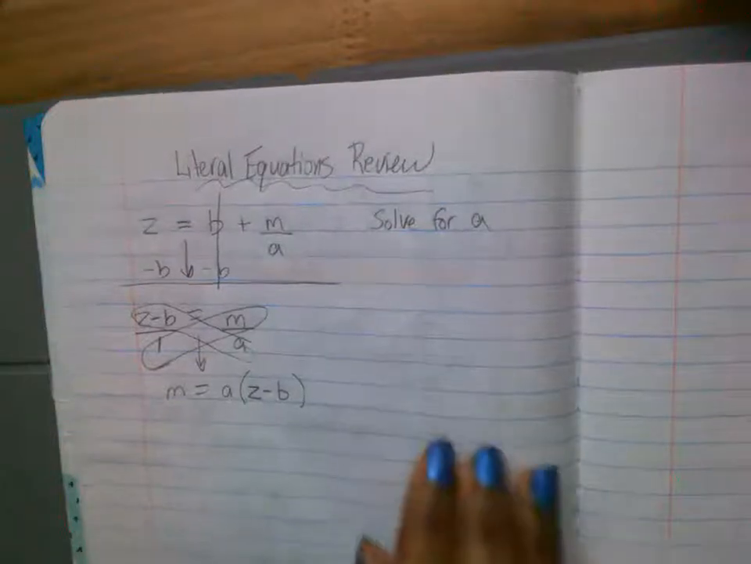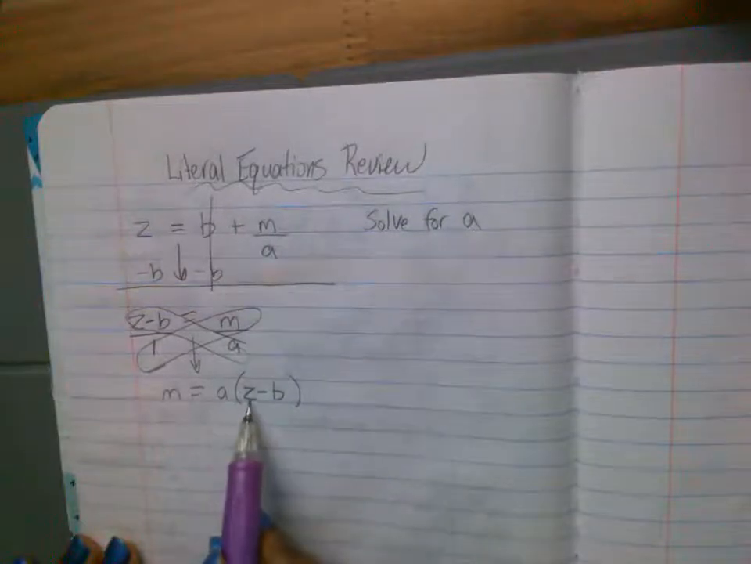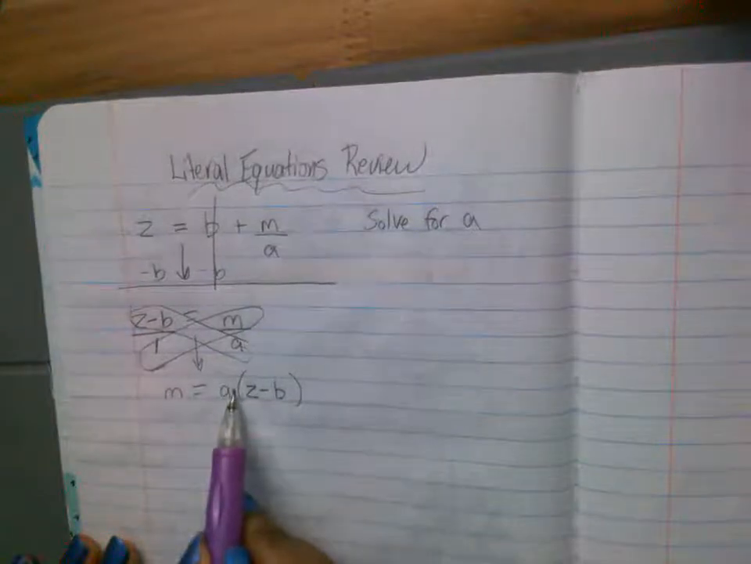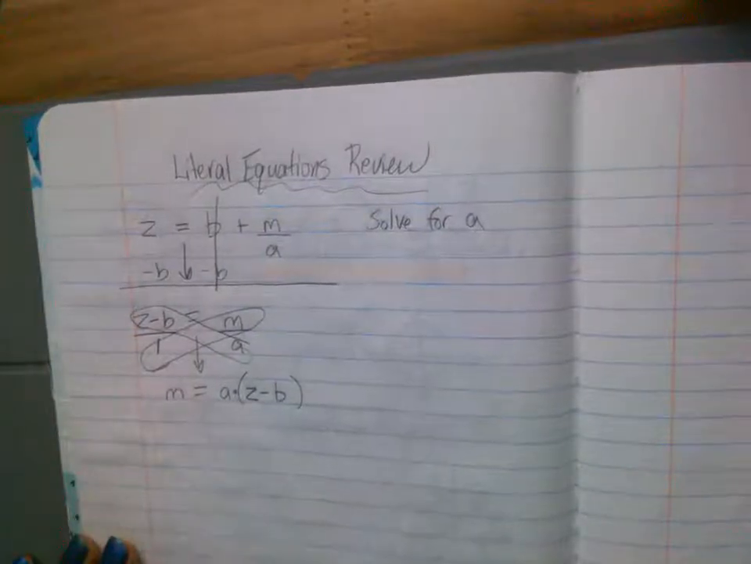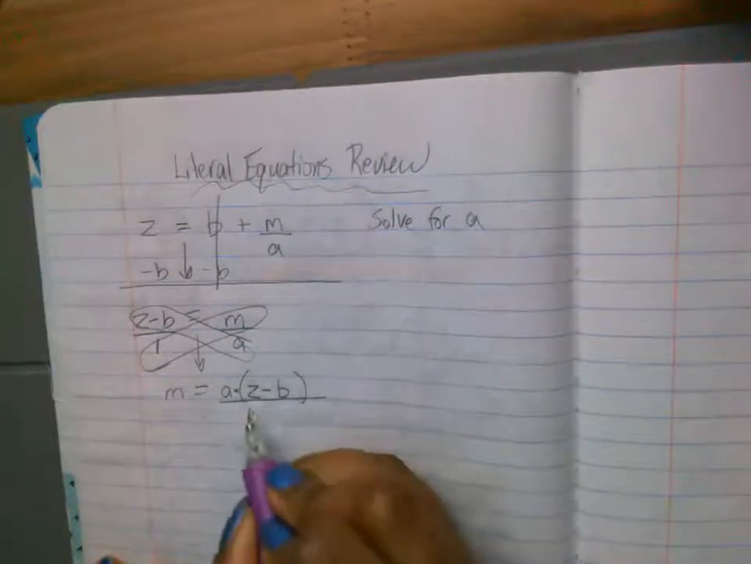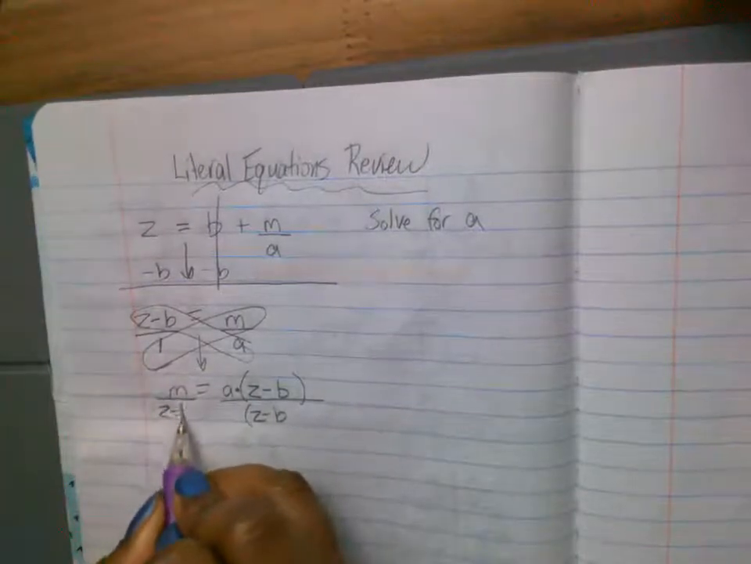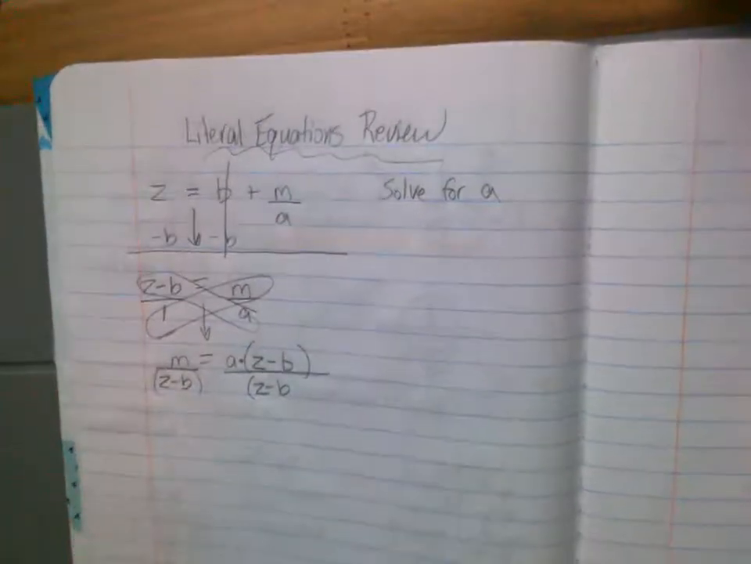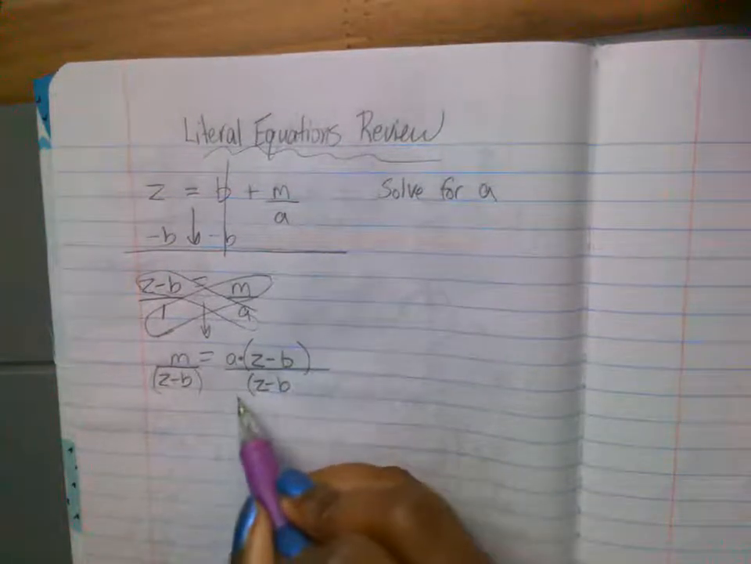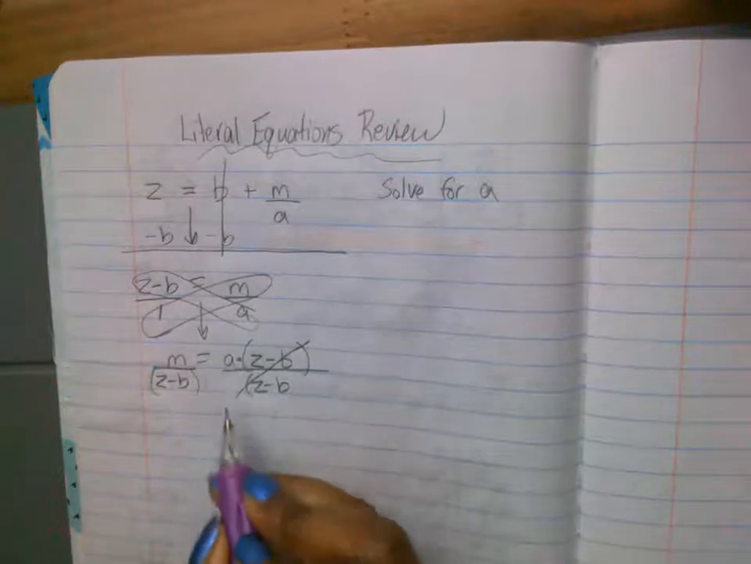Okay. All right. So now we got to get A by itself by getting rid of this Z minus B. Z minus B is being multiplied to A. The inverse or the opposite of multiplication is division. So we're going to divide both sides by Z minus B. When you divide on this side, Z minus B divided by Z minus B, this is 1. So we're left with 1A, but 1 times A is just A.